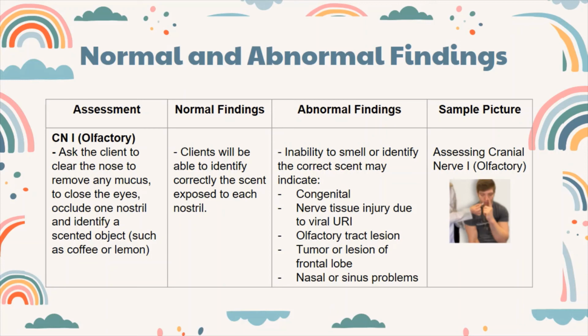Abnormal findings are inability to smell, neurologic anosmia, or inability to identify the correct scent, which may indicate a congenital condition, nerve tissue injury due to a viral or upper respiratory infection, an olfactory tract lesion, a tumor or lesion of the frontal lobe, and nasal or sinus problems. Presenting on your screen is a sample picture for assessing cranial nerve number 1.